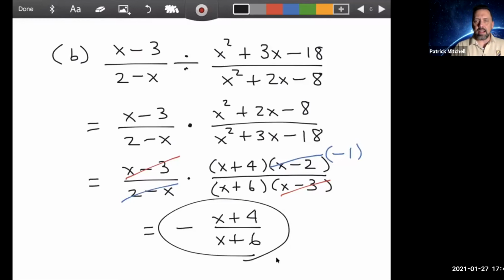All right, and I think that's going to do it for multiplying and dividing rational expressions.